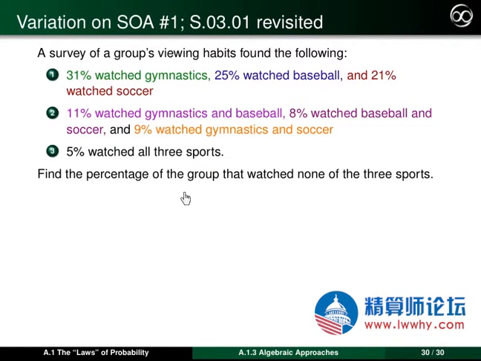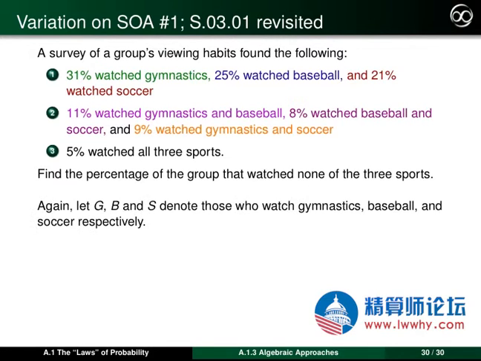So let's end with a familiar example that we did before using a Venn diagram, but now I want you to pause the video and work this using the inclusion-exclusion principle. I'm going to let my notation be the same as before. I'm going to let G, B, and S denote those who watch gymnastics, baseball, and soccer. And then what's my inclusion-exclusion formula?